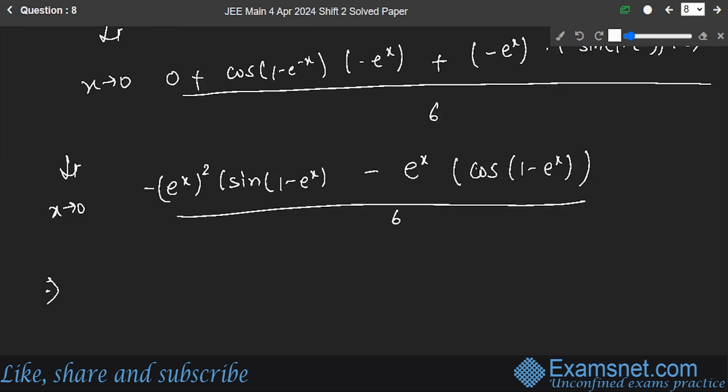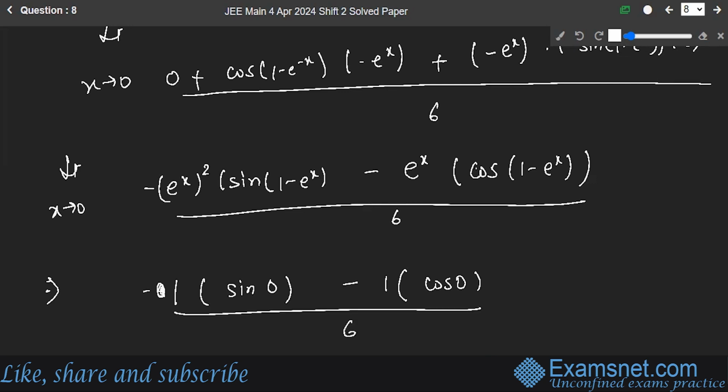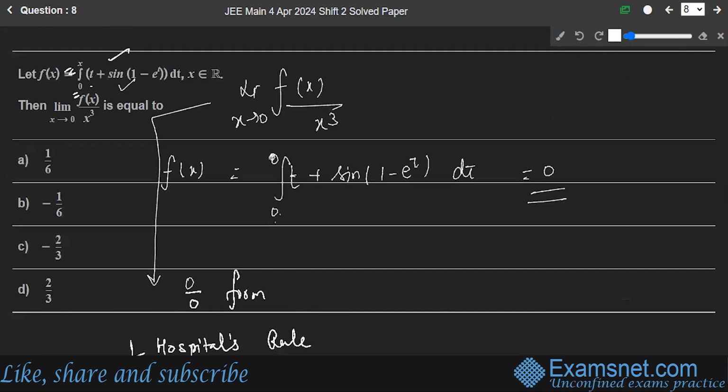This will be e raised to power 0, which will be giving me minus 1 into sine 0 minus 1 into cos 0, divided by 6. This is equal to 0 minus 1 upon 6, or minus 1 upon 6. This is the answer to the question, option B. Hope you're clear with this. Let's move to the next question then.